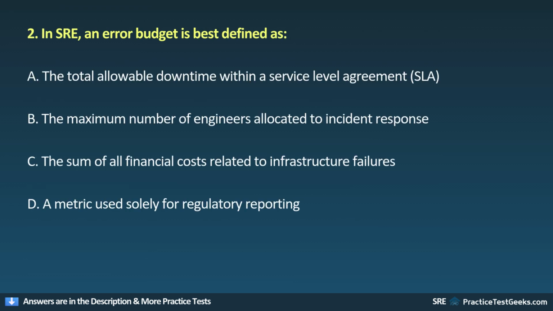2. In SRE, an error budget is best defined as: A. The total allowable downtime within a service level agreement, SLA. B. The maximum number of engineers allocated to incident response. C. The sum of all financial costs related to infrastructure failures. D. A metric used solely for regulatory reporting.